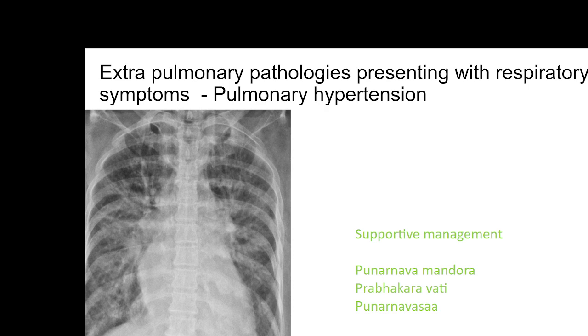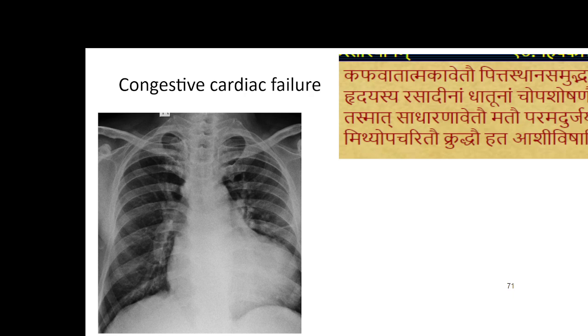Our supportive management: a patient of pulmonary hypertension can be somehow managed symptomatically with the Punarnamandura, Prabhakaroti and Punarnavasa, but the primary would be as per the real causes, whether the patient has rheumatism or valvular pathology or so on, the treatment protocol has to be applied.